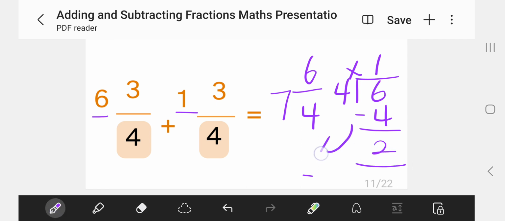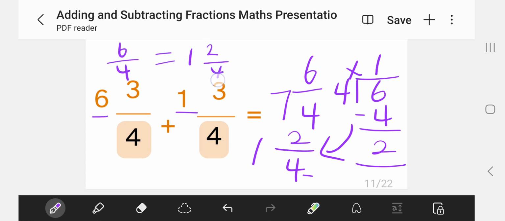Our next step is to turn this into a mixed number. To represent a mixed number, the divisor is our denominator. The remainder becomes our numerator, and our numerator here will be 2. And the quotient, or the answer that we got, will be our whole number. So that means that it's going to be 1 here. So 6 quarters is the same as 1 and 2 quarters.